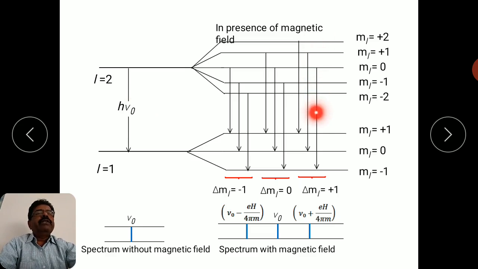And this is the third representation. Here you can see delta ml is equal to plus 1. If you see any of the transitions, plus 2 to plus 1, the difference is plus 1. So these three transitions represent delta ml is equal to plus 1, and therefore according to our formula that we have just seen, nu will be equal to nu 0 plus Eh upon 4 pi m. So this is the line we get in the spectrum with application of the magnetic field, where it is deviated by an amount Eh upon 4 pi m greater than the original frequency.